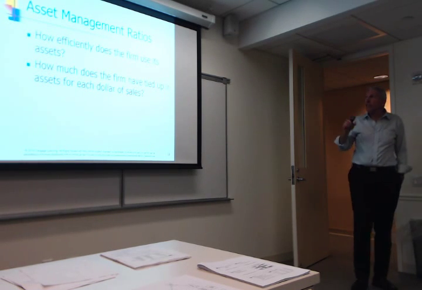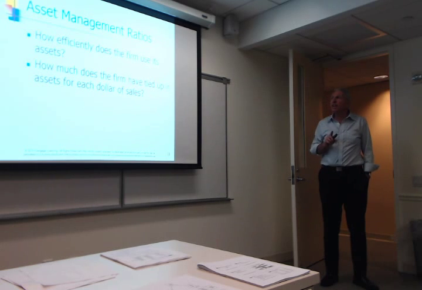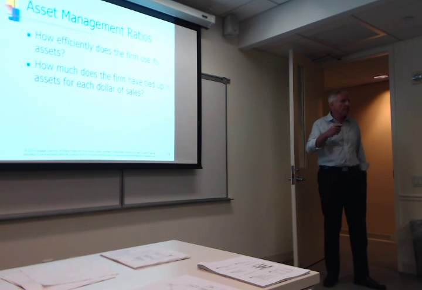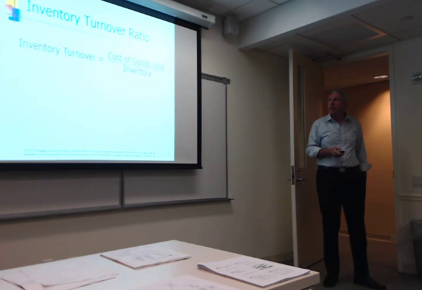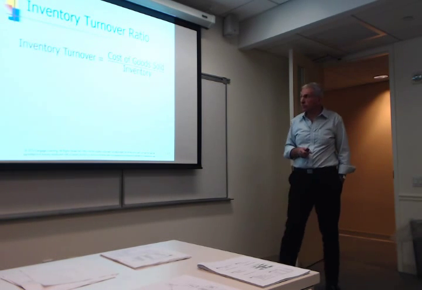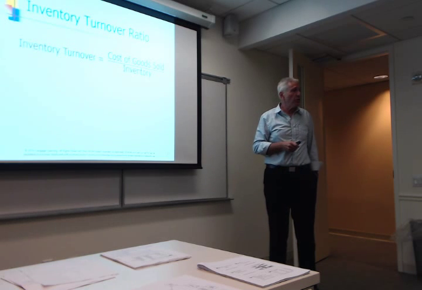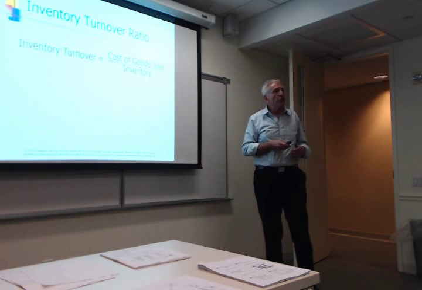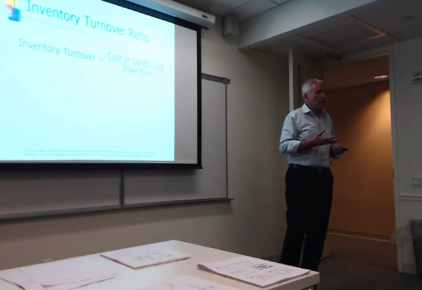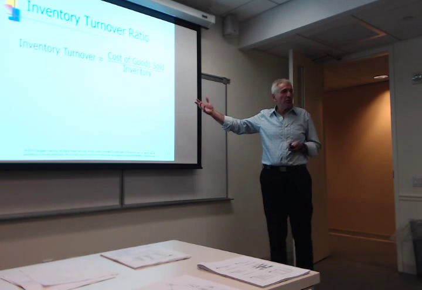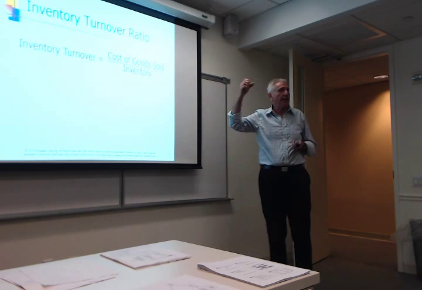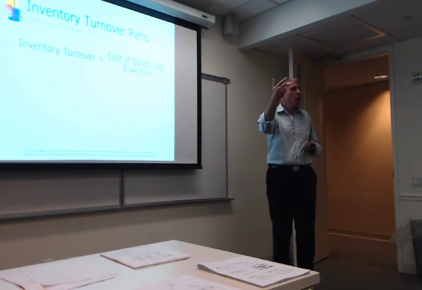And we're also going to look at asset management ratios: how much does the firm have tied up in assets for each dollar of sales? So for every dollar of sales we have, how much are we investing? So the first is the inventory turnover ratio, which is looking at the cost of goods sold relative to the inventory value that's on your balance sheet. Now keep in mind, again, these are period statements. So you're looking at these ratios based on your income statement and your balance sheet at the end of a month, or at the end of a quarter, or at the end of a year.